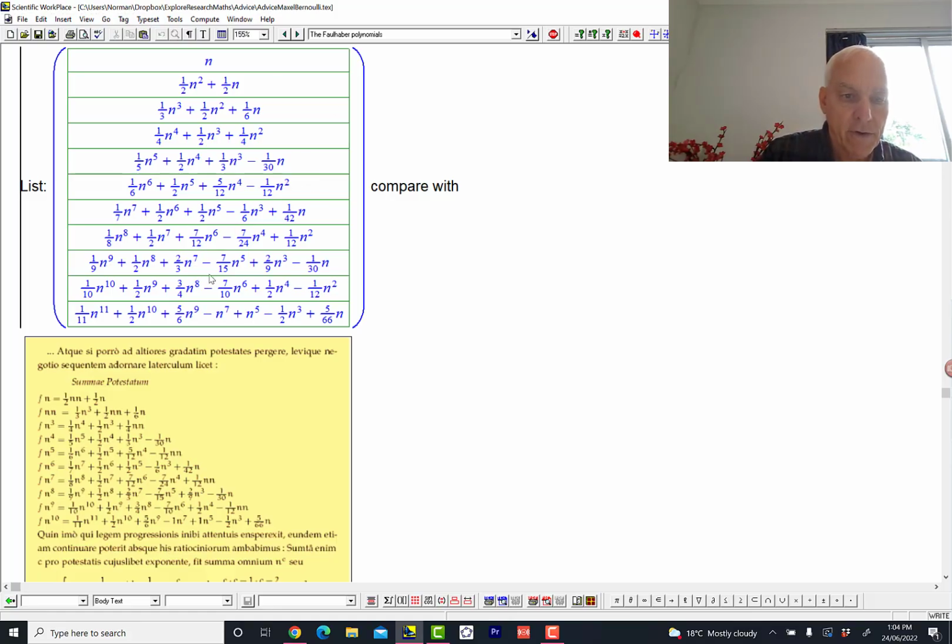So for example, the sum of the 8th powers is over here: 1/9 n^9 plus 1/2 n^8 plus 2/3 n^7 minus 7/15 n^5 plus 2/9 n^3 minus 1/30 n. You see exactly the same.